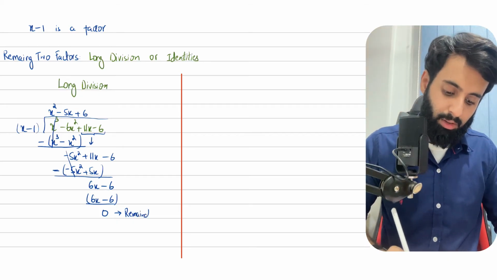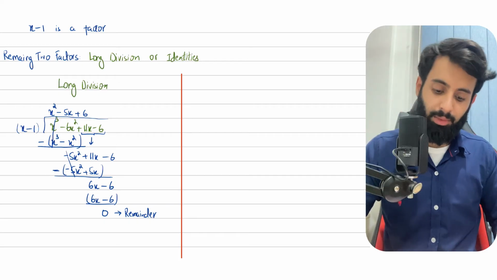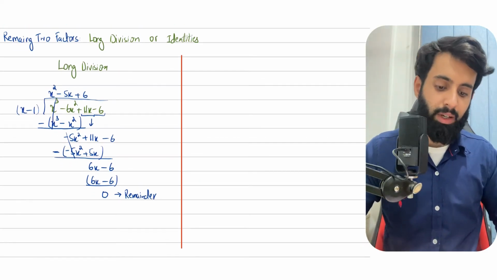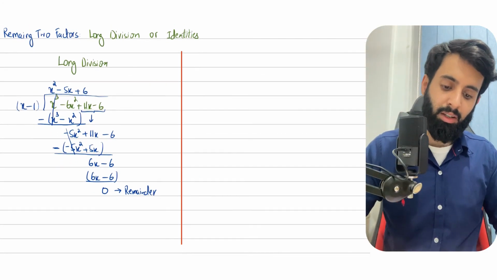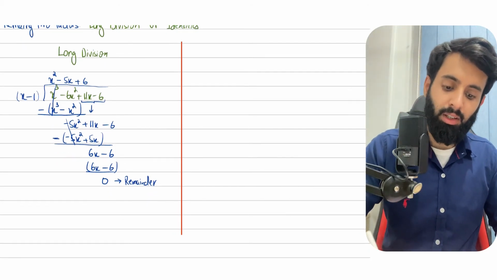So that means the remainder, one way or the other, had to be equal to 0. And if the remainder is not 0, that means you've done something wrong. Okay. Now, for the remaining two factors, we have done long division or identities. But what you do now is you further factorize the quotient.